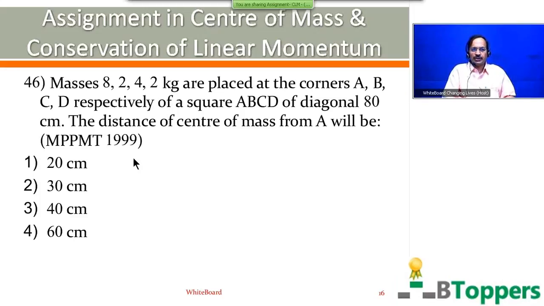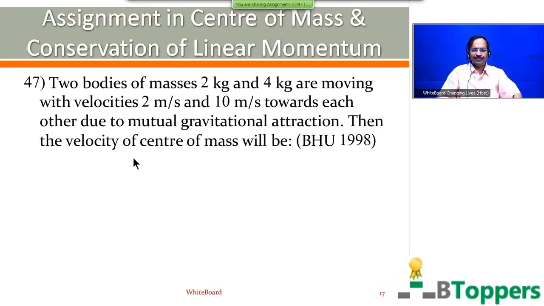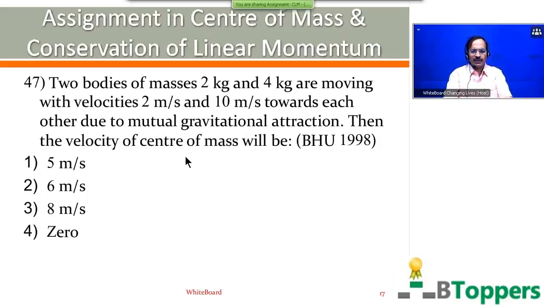In case you need more time to answer the question, take a pause and take your time. I am going to show the next question on the screen. Look at the question number 47. Two bodies of mass 2 kg and 4 kg are moving with velocities 2 meters per second and 10 meters per second towards each other due to mutual gravitational attraction. And the velocity of center of mass will be. Come on, try the question.